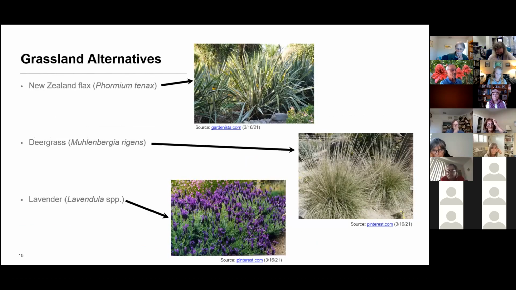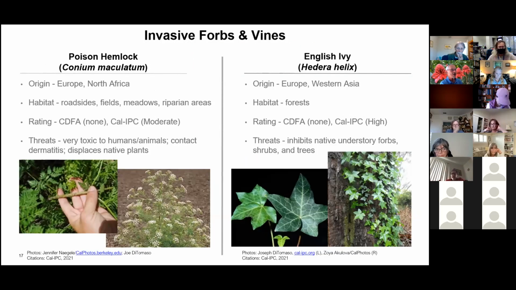Alternatives, not just grasses, but other grassland level alternatives include lavender, deer grass, New Zealand flax. There's many, many alternatives. And invasive forbs and vines, I included poison hemlock here, which I don't know anybody's going to plant in their garden, but it will grow naturally because it's so common in disturbed areas. And I want people to be aware that it's toxic. So you really want to avoid that, avoid having disturbed areas and avoid that plant.